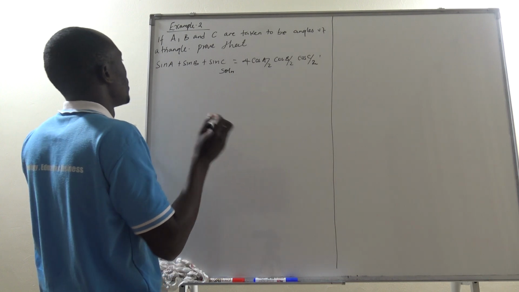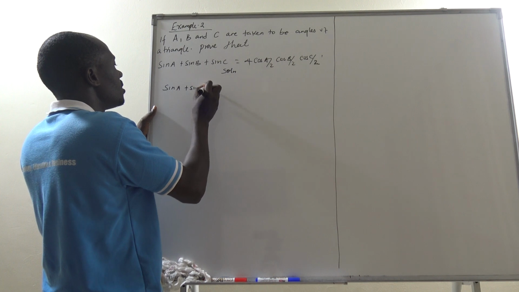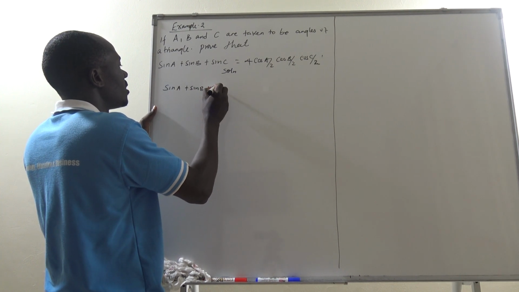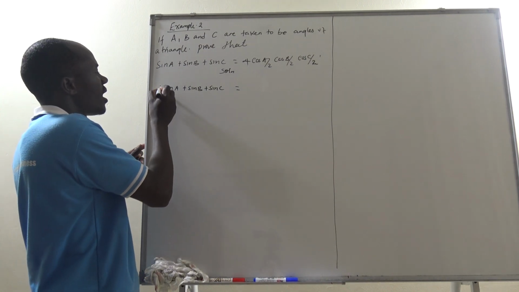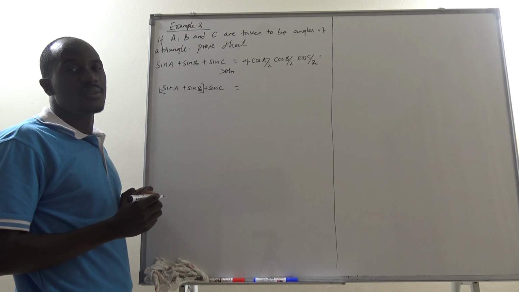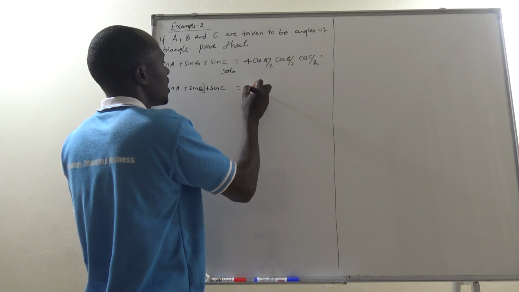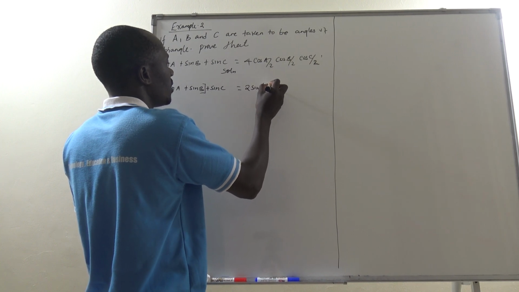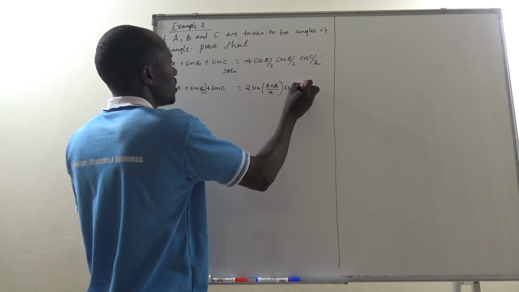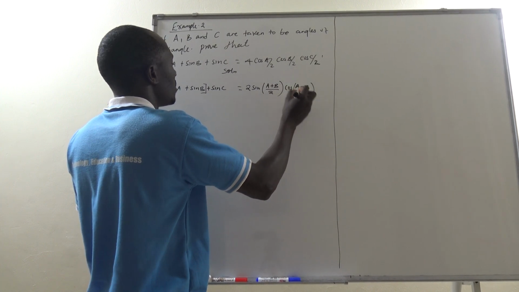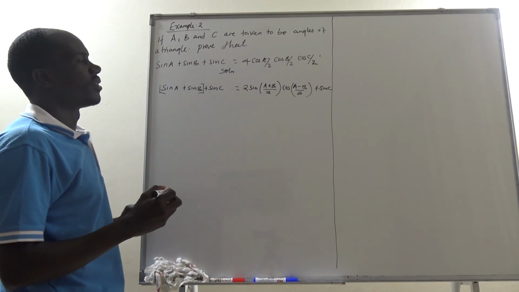What comes into your mind? We shall look at that. We are saying sin A plus sin B plus sin C. Me, I will start from the left hand side. On the first two items, I'm going to apply factor formula because there is sin plus sin. So this is the same as 2 sin A plus B by 2 cos A minus B by 2, then plus sin C.